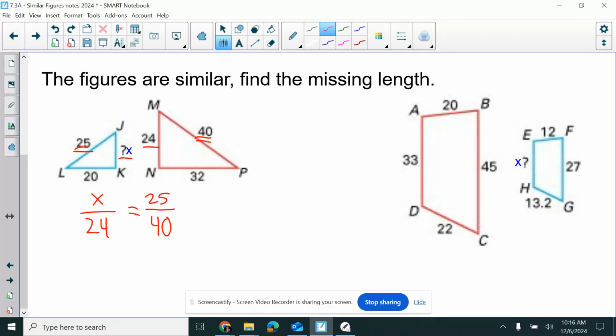It doesn't matter if x is on the top or the bottom, but just make sure that you're matching up your corresponding sides. So this time, 33 matches up with x. I'm going to do 33 over x. Then I need to pick another side. I'm just going to pick 20 and 12. 20 over 12. Because I started with the 33 in the first fraction, I need to start with the 20 in the second fraction because they're on the same figure. So that is how you set up proportions to solve for missing sides in similar figures. And then to solve the proportion, you cross multiply and divide to solve for x.